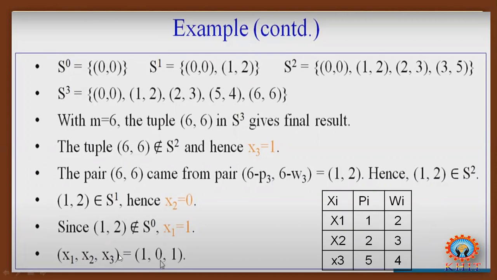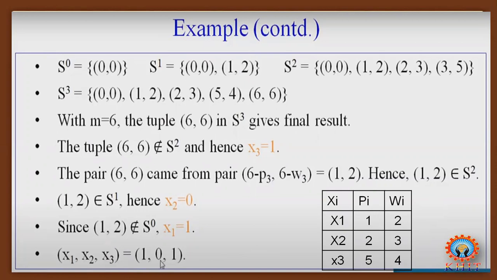That means take the complete first item and place it into the bag. The second item is not to be selected. The third item, the complete item, you need to select and place into the bag. And finally, the bag is to be filled with 2 items, namely item 1 and item 3.